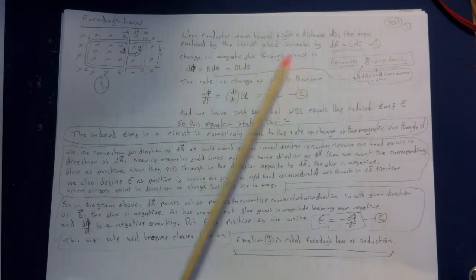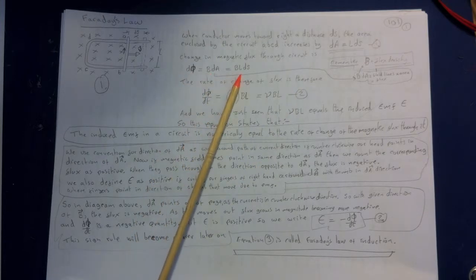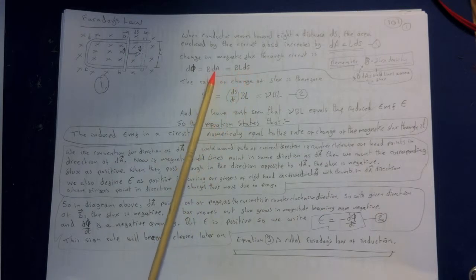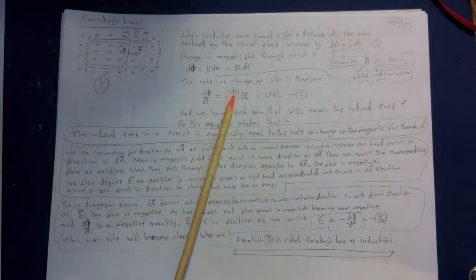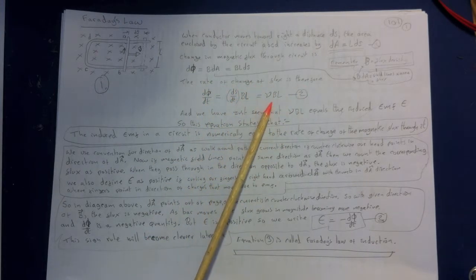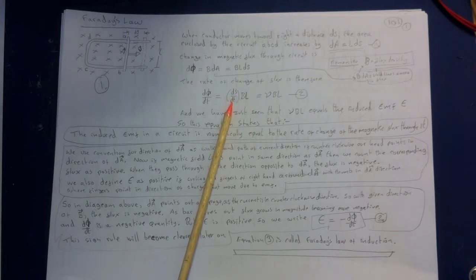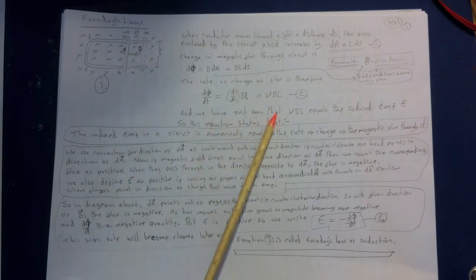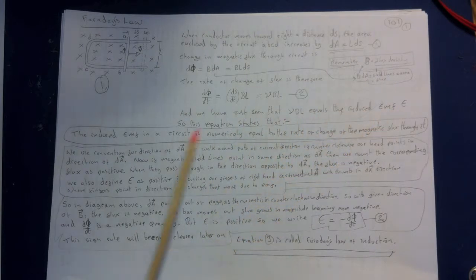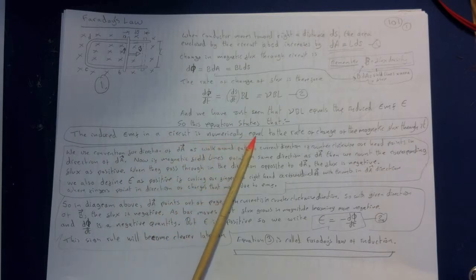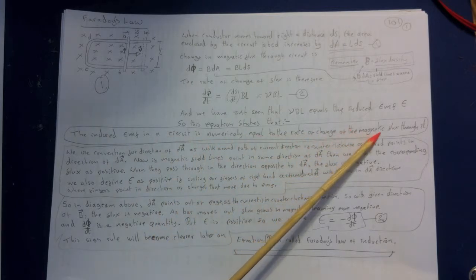The change in magnetic flux through the circuit is B times dA, and because L ds is dA, we can just replace dA with L ds. So the rate of change of flux is therefore ds by dt times BL. We know that ds by dt is the velocity, so we can replace that with v, and we get vBL. We've just seen that vBL equals the induced EMF E. This equation states that the induced EMF in a circuit is numerically equal to the rate of change of the magnetic flux through it.